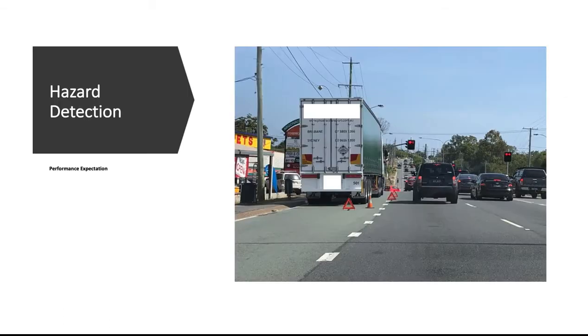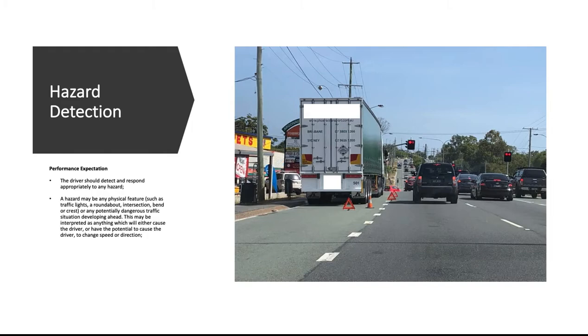Signaling. The driver should signal in the correct direction for 5 seconds before moving off from a stationary curb. Hazard detection. The driver should detect and respond appropriately to any hazard, e.g. the broken down vehicle. A hazard may be any physical feature such as traffic lights, a roundabout, intersection, bend or crest, or any potentially dangerous traffic situation developing ahead. This may be interpreted as anything which will either cause the driver or have the potential to cause the driver to change speed or direction.